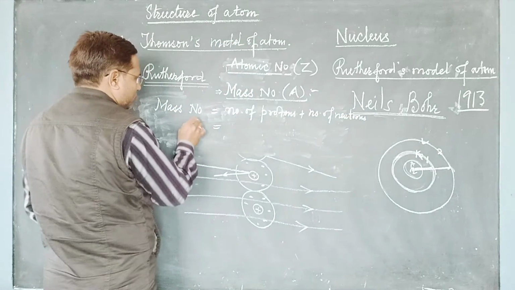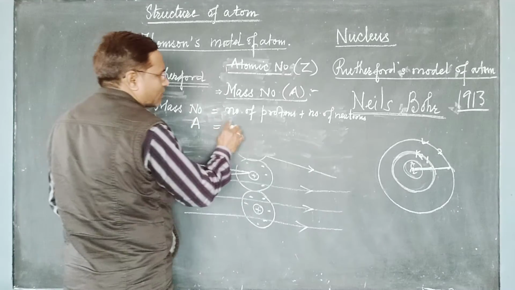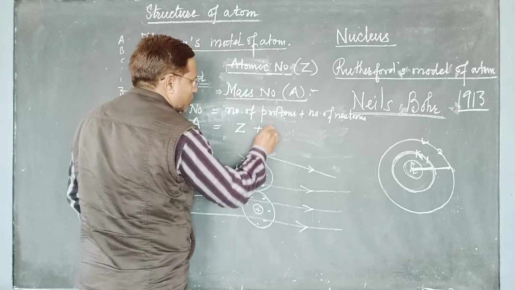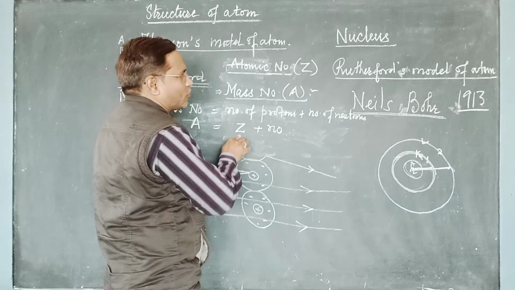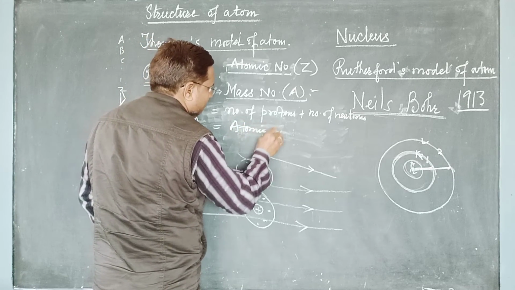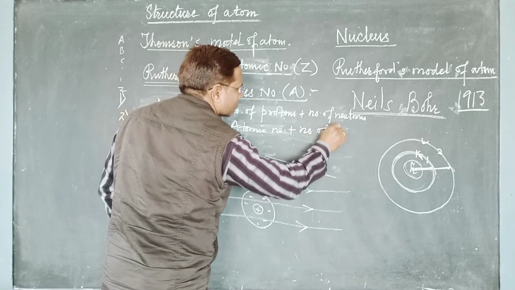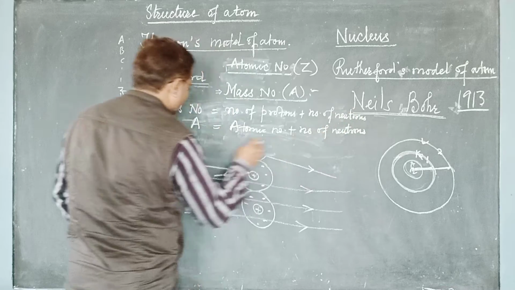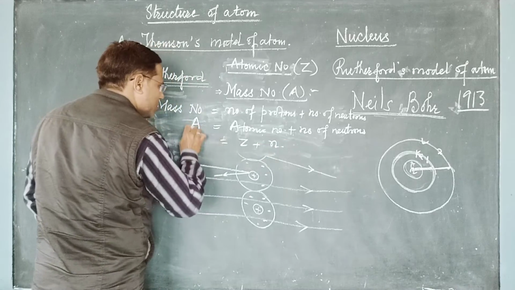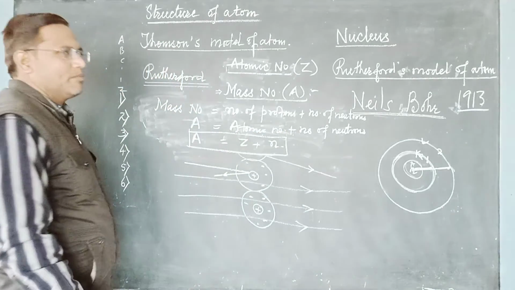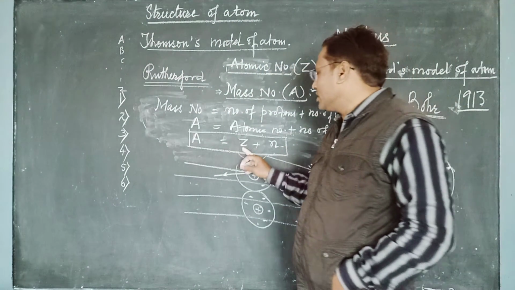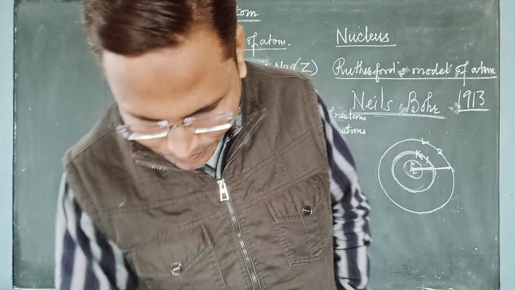And we know that the number of protons is known as the atomic number. So instead of number of protons, can I write atomic number? Let me write atomic number. And we denote atomic number with Z and number of neutrons with N. So this is our relation between mass number and atomic number: mass number is equal to atomic number plus number of neutrons.